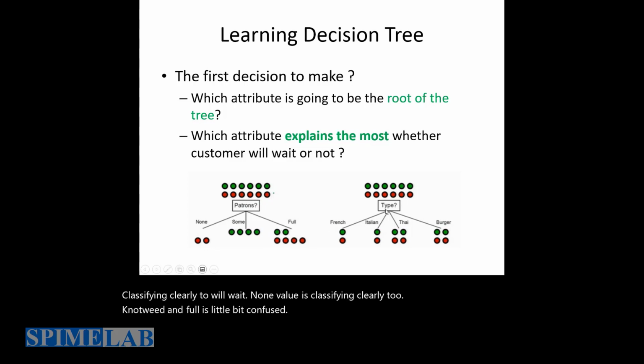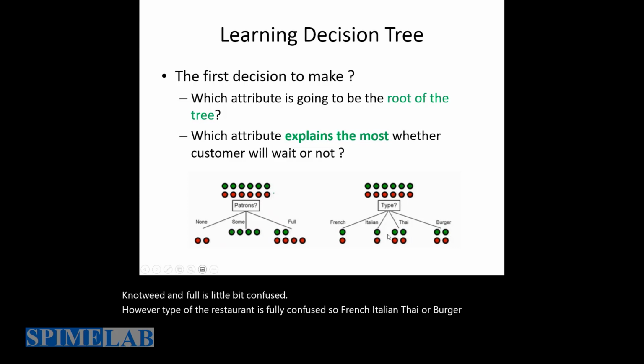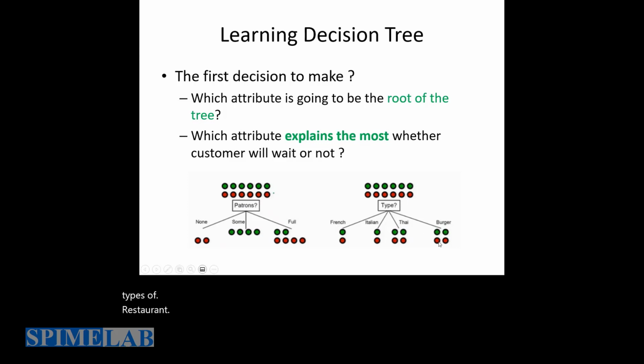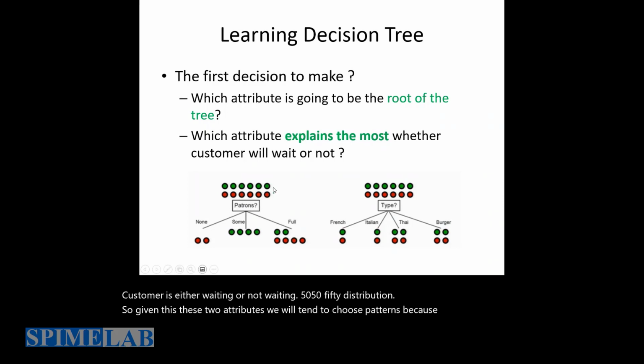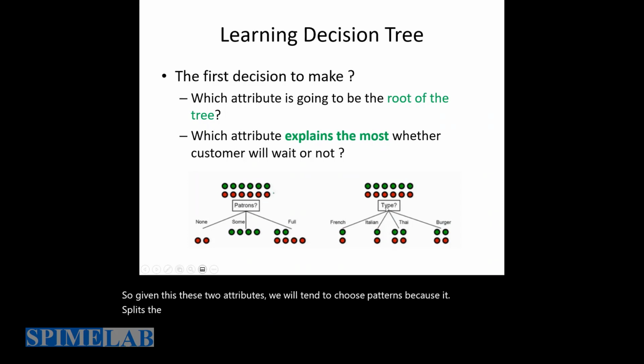However, the type of the restaurant is fully confused. So French, Italian, Thai, or burger, for all types of restaurants, the customer is either waiting or not waiting, a 50-50 distribution. So given these two attributes, we will tend to choose patrons because it splits the data better than the type.